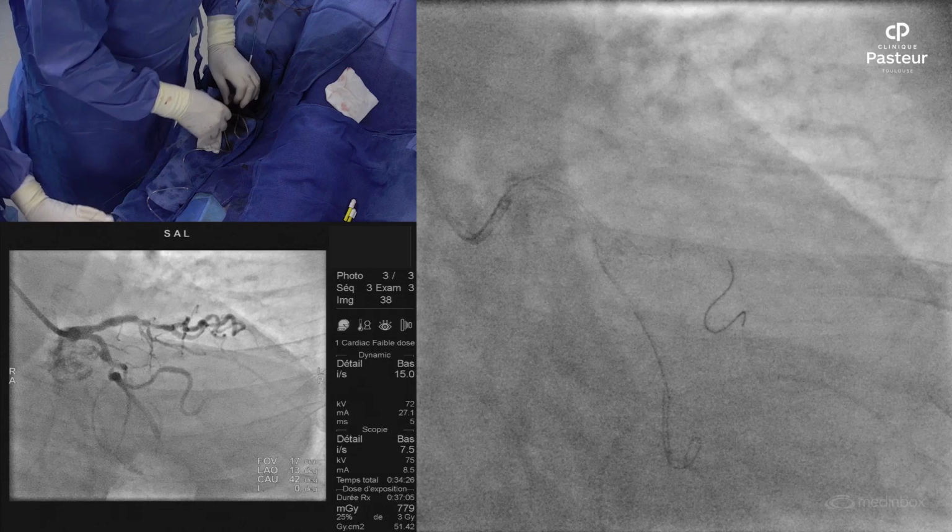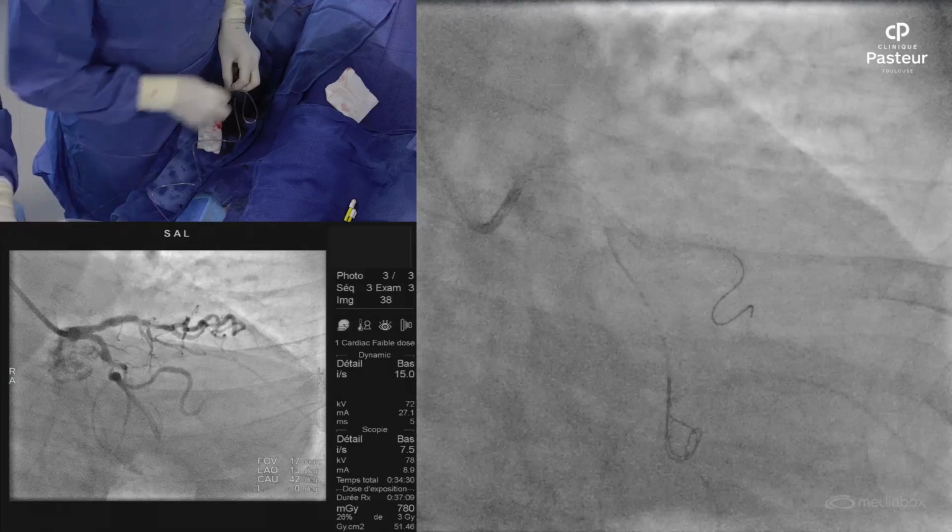Or 1.5. If you need to take a 2.0, then it's not a good indication to stent there after the circumflex. Okay, we'll see.